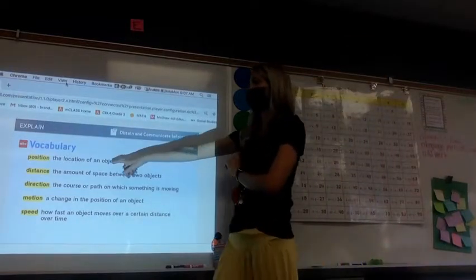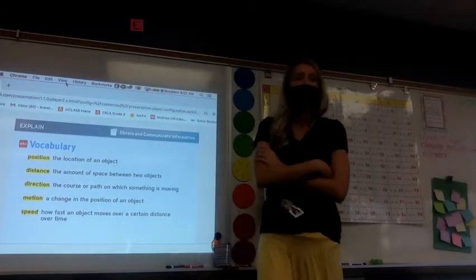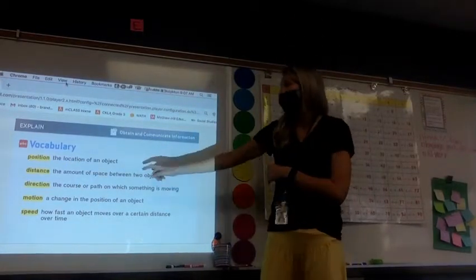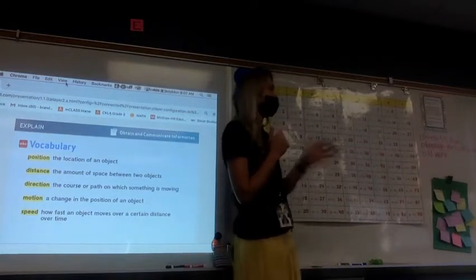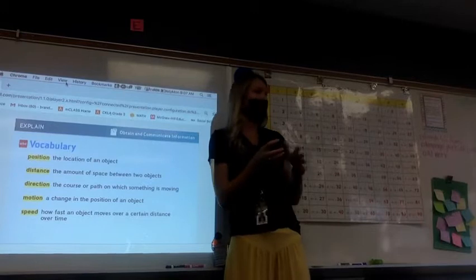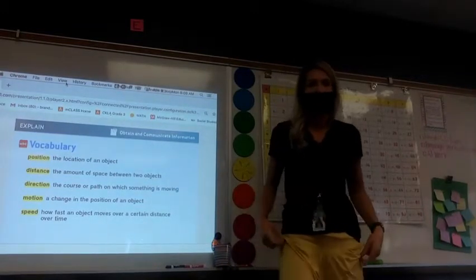Our first word, everybody point to it on your page. Yours doesn't have the definition right now, mine does. Is the word position. Good. The position is the location of an object, and that's what we focused on the other day, is just describing something's position, where it's at compared to something else. So it's a location.